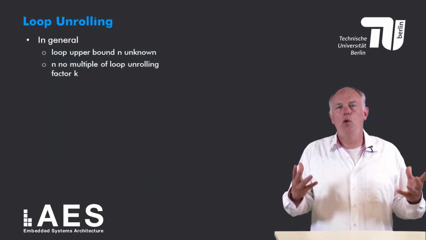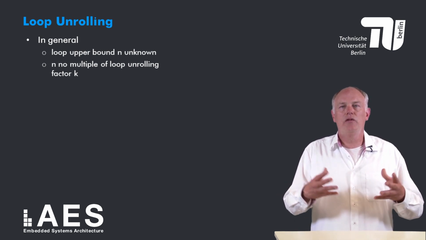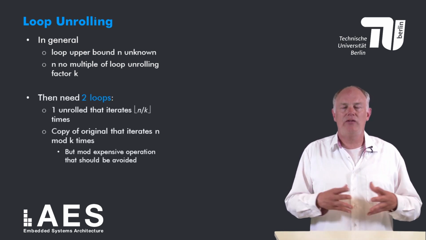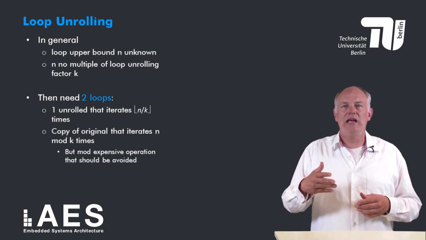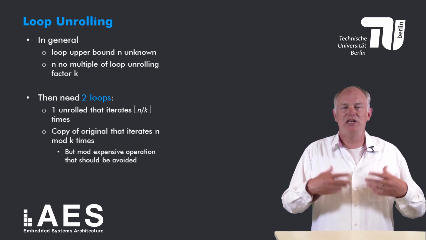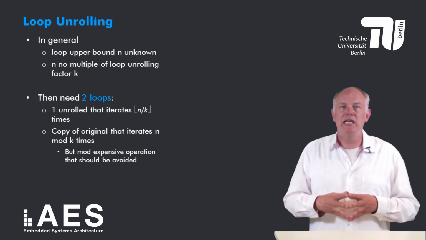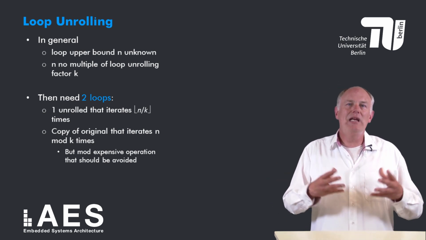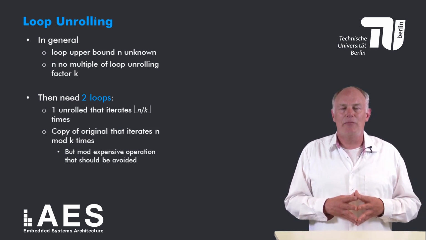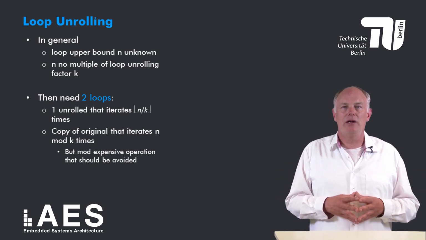In the general case, the loop upper bound n may be unknown at compile time, and it is not necessarily a multiple of the loop unrolling factor k. In this case, we need 2 loops to replace the original loop. One that is unrolled and iterates n divided by k times. Here integer division should be applied, which implies that n divided by k should be rounded down, as indicated here by using the floor operation. And we need a loop that is a copy of the original loop and that iterates n modulo k times. However, modulo as well as division is an expensive operation that should and can be avoided.